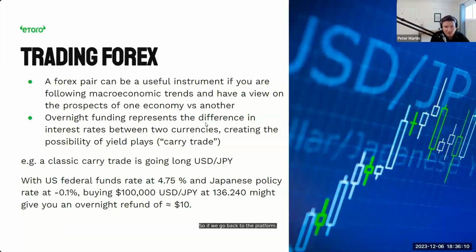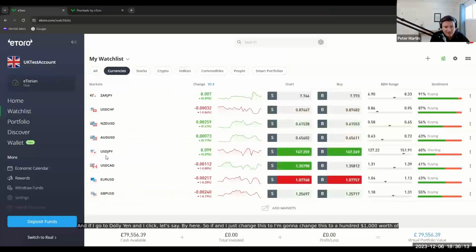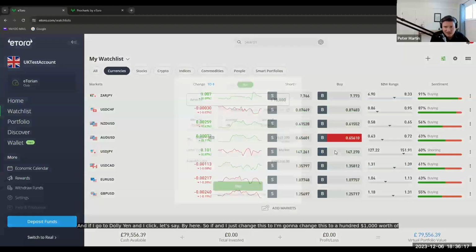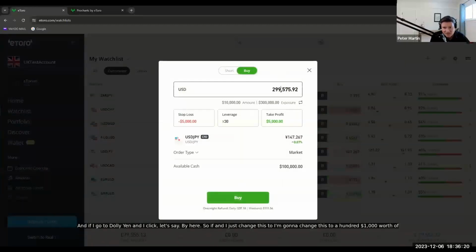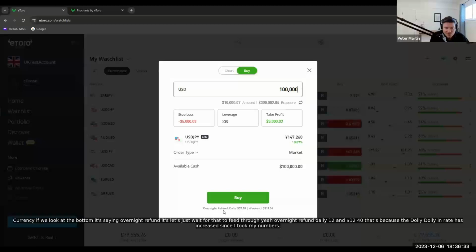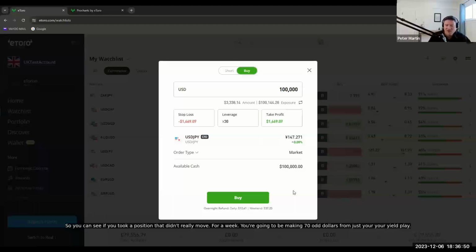So if we go back to the platform, and I go to dollar yen and click, let's say, buy here. I'm going to change this to $100,000 worth of currency. If we look at the bottom, it's saying overnight refund. Let's just wait for that to feed through. Yeah, overnight refund daily $12.40. That's because the dollar yen rate has increased since I took my numbers. So you can see if you took a position and it didn't really move for a week, you're going to be making $70 odd from just your yield play.